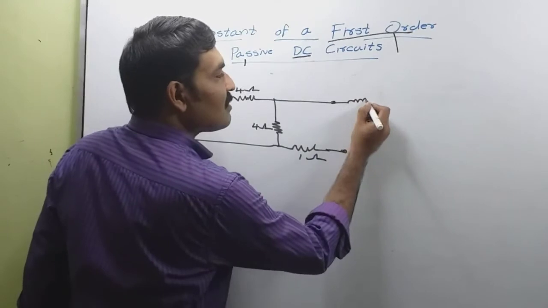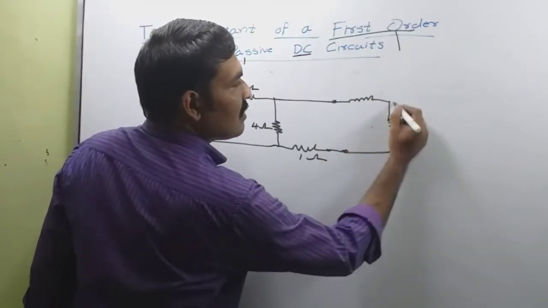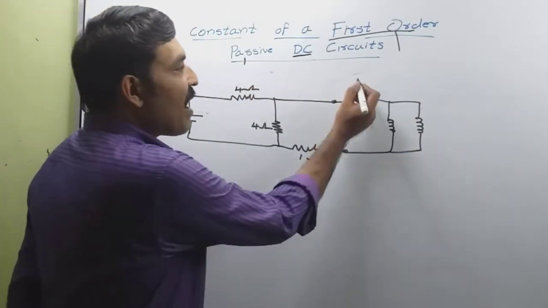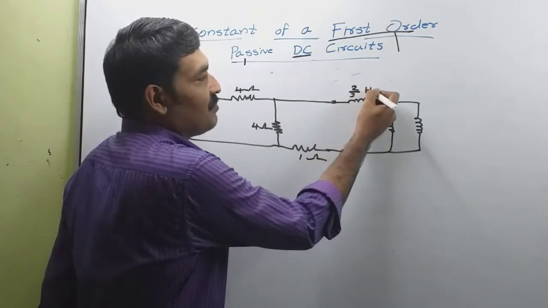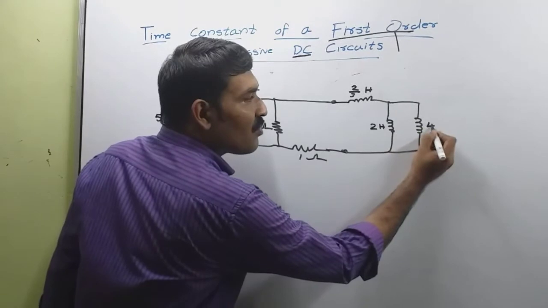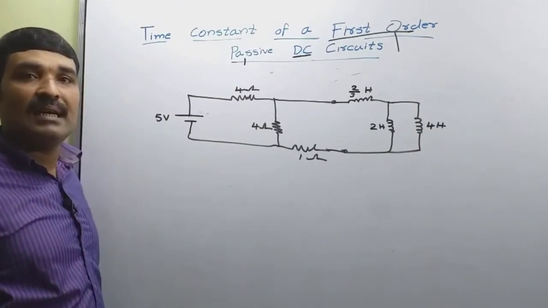Here there is an inductance, and here also an inductance, and an inductance is connected in parallel to this branch. Let the values of these inductances be 2/3 Henry, 2 Henry and 4 Henry. Now we want to find the time constant of this network.